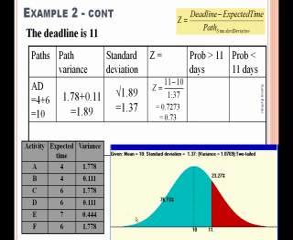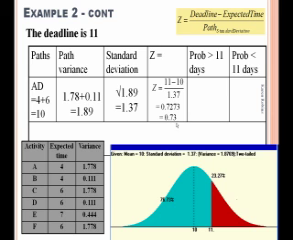If we look at this distribution, this normal distribution, our expected time is 10, our deadline is 11, and we want to know the probability is less than 11 days. That was what we were asked. Here, if we go to the tables, our tables show us the tail of the distribution. So then we have to do 1 minus that value to get the probability it's less than 11 days.